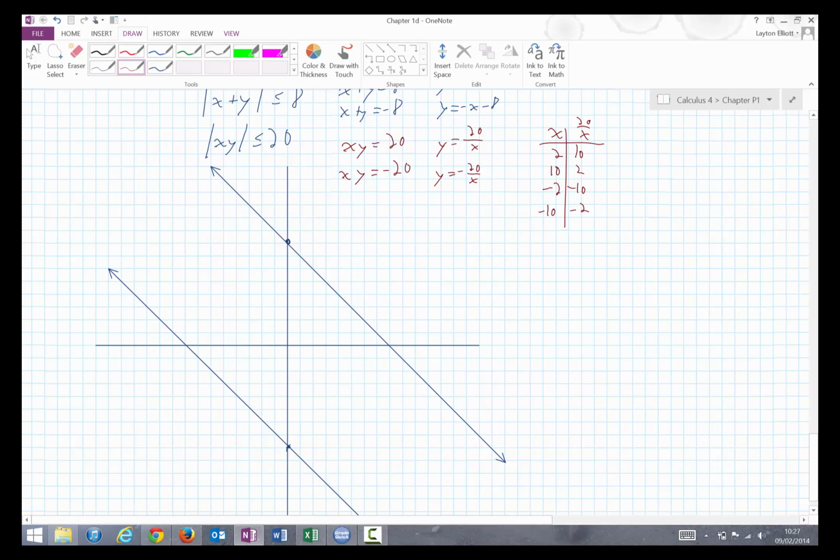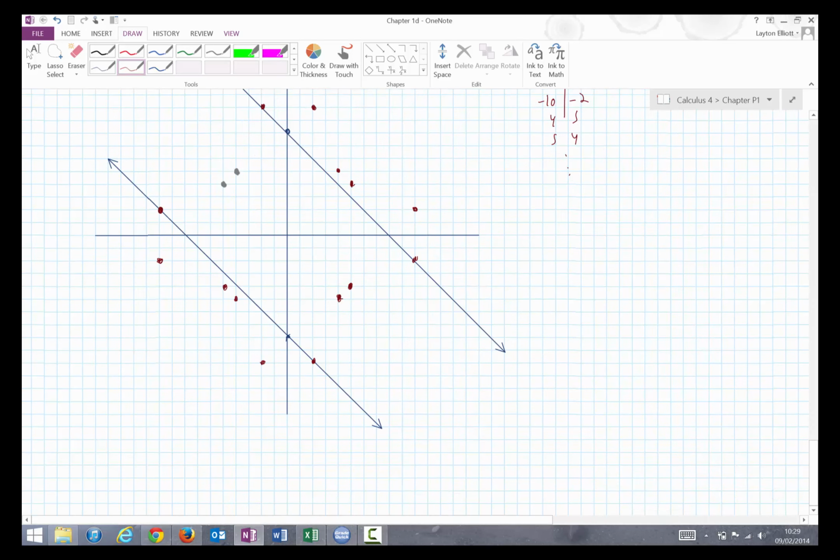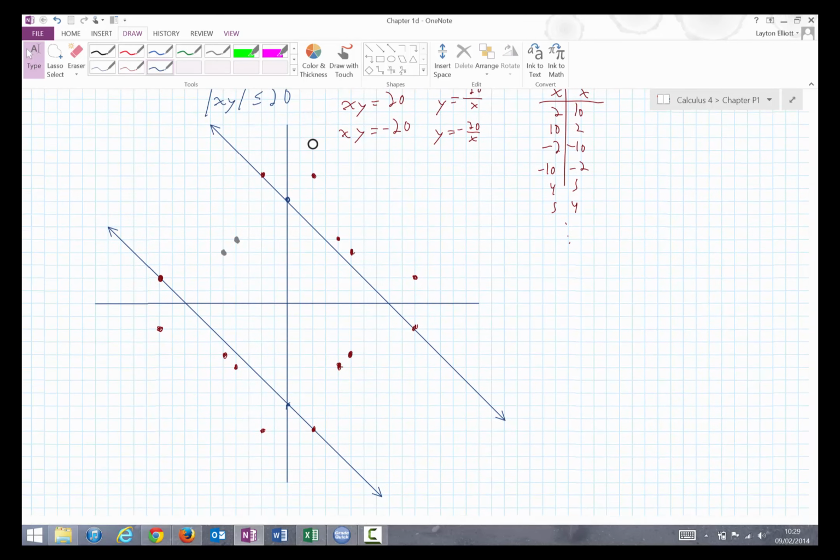So basically this is going to be all of those, and then I also can do 4, 5, and all those points, 5, 4, -4, -5, and continue down. So if I plot all these, I'm going to have 2, 10, which I can do, and 10, 2, which is here, then 4, 5, and 5, 4. So let's pause and put those in all four quadrants. Okay, got those down, and then let's connect those.